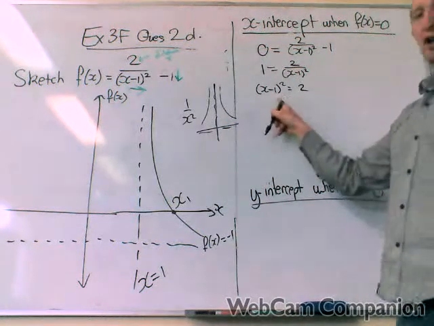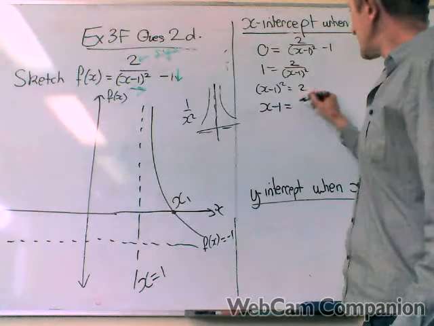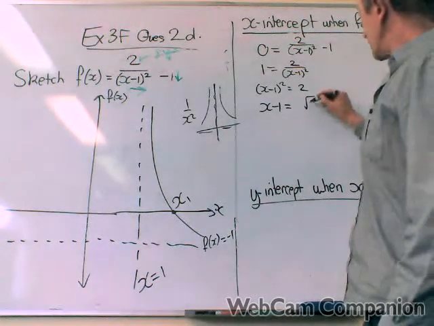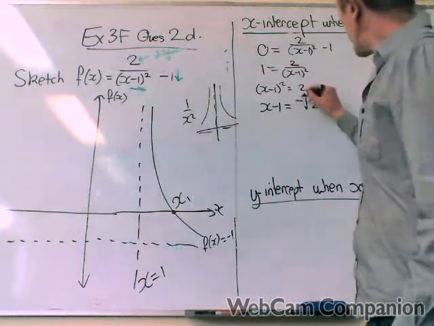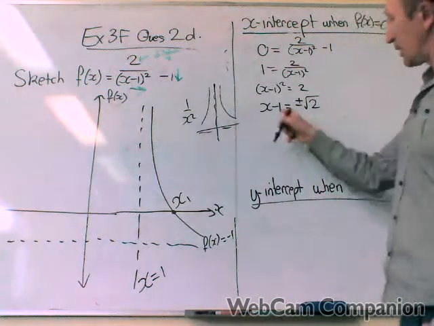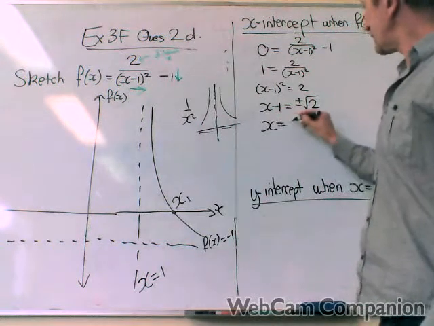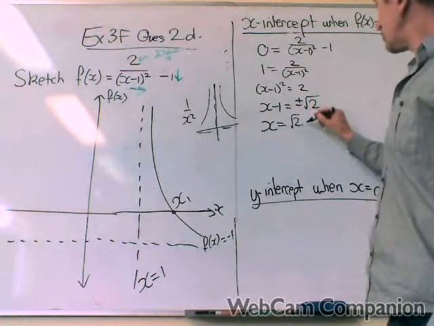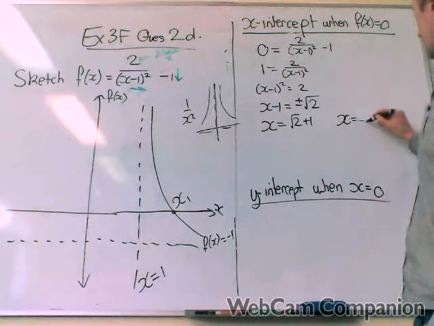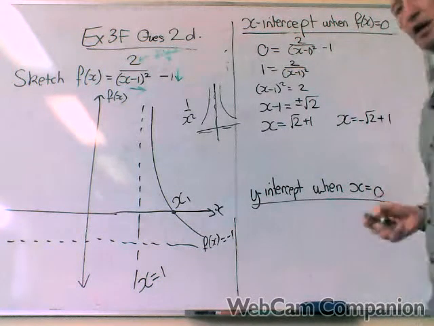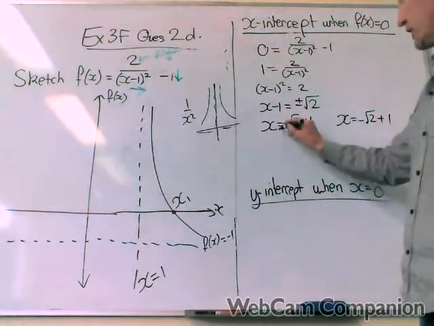We have to undo the square. We'll take the square root of both sides. So the left-hand side becomes x minus 1. The right-hand side becomes square root 2. However, when we do a square root, we can get a plus or minus answer. We need to add 1 to both sides of the equation. So we get two solutions here. We get x equals the positive square root 2 plus 1, and we get another solution, x equals the negative square root 2 plus 1. This is obviously the right-hand x-intercept, so we're going to call that x1.